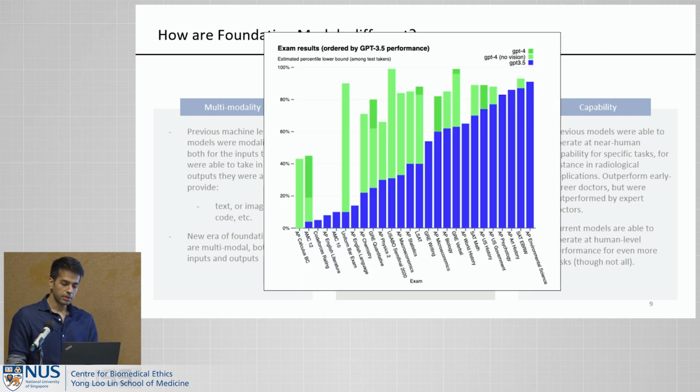And this is from GPT 3.5. GPT 4 is even more broadly applicable. You can see that it's performing at high percentile levels for a variety of topics that humans are normally tested on. And you can see the gains that are arising from GPT 3.5 to GPT 4.